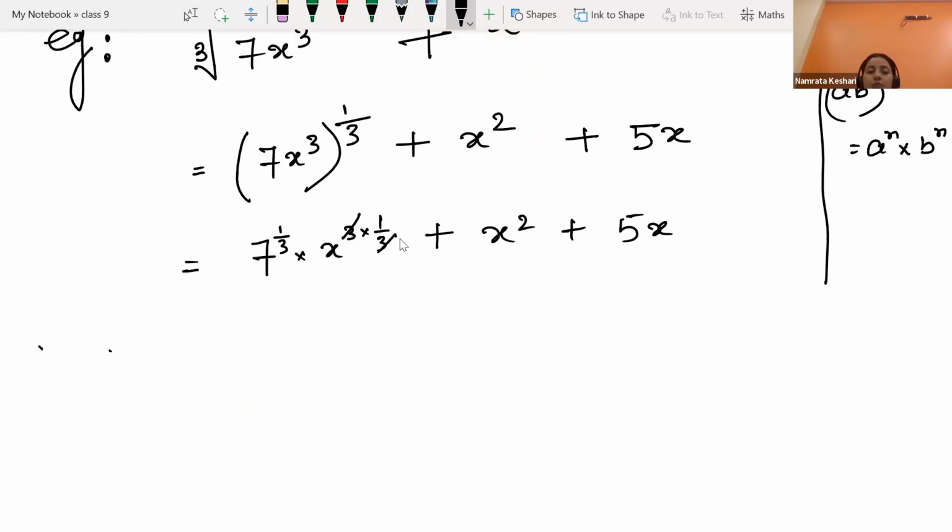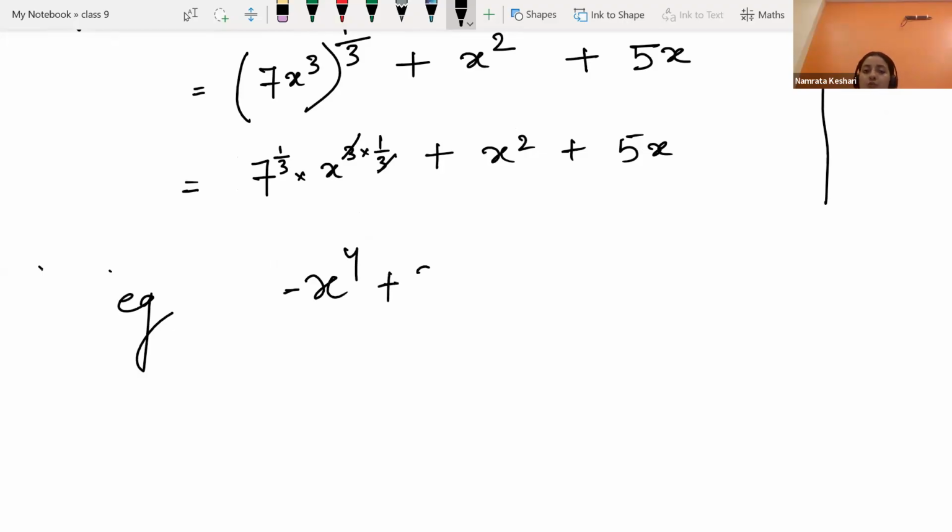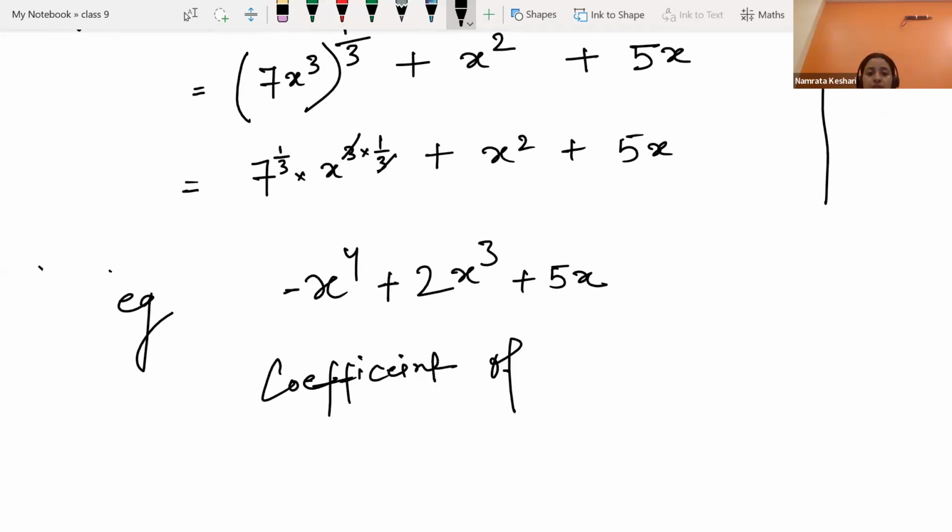Degree of the polynomial. Before degree, coefficient of the... suppose I am writing one of the polynomials as minus x to the power 4 plus 2x cube plus 5x. Yes, please tell me quickly. What is the coefficient of x to the power 4? Anyone, Pranav or Naisha? -1. Yes, Naisha, is it -1? Yes, it is -1. Coefficient means whatever is multiplied with x to the power 4, that is -1.